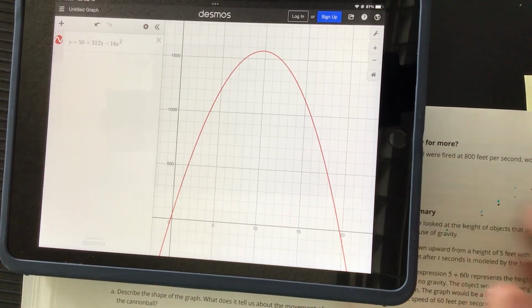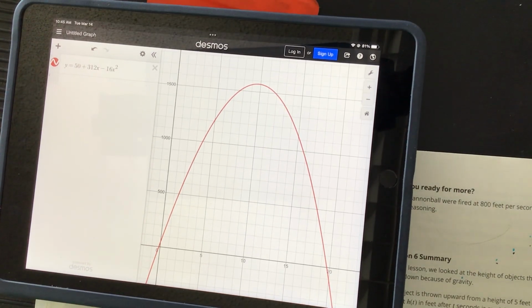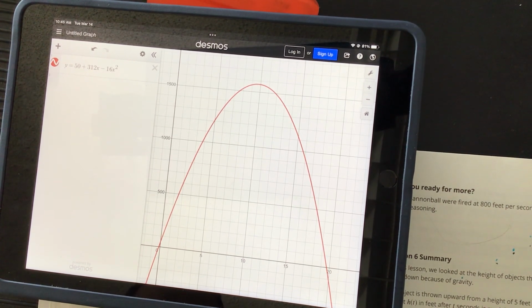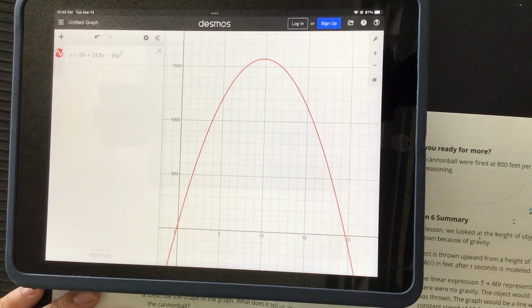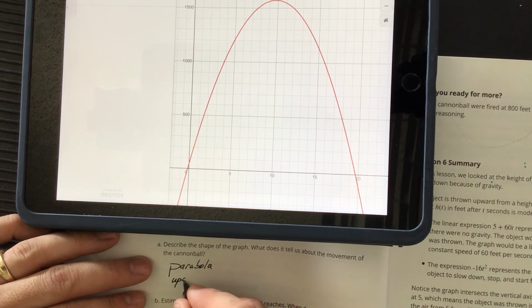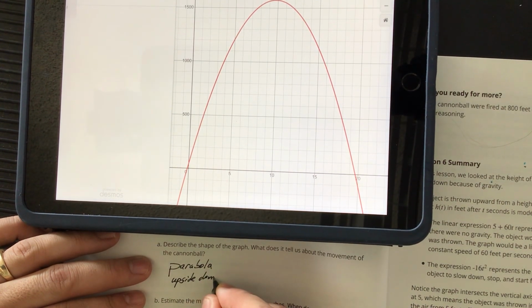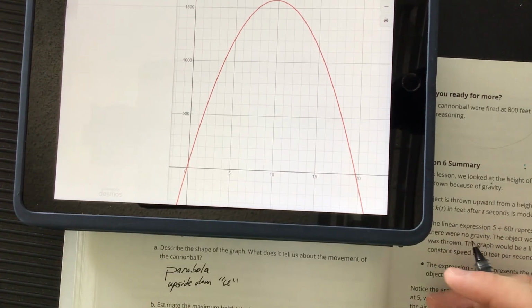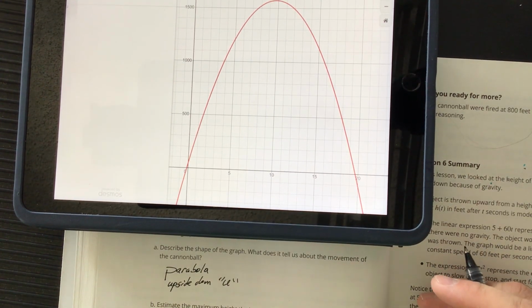Number 3 says, observe the graph and describe the shape of the graph. Parabola. Upside down U. Okay, the ball goes up and comes back down. What's it tell us about the movement? Well, we just described that. Cannonball gets shot up, comes back down.